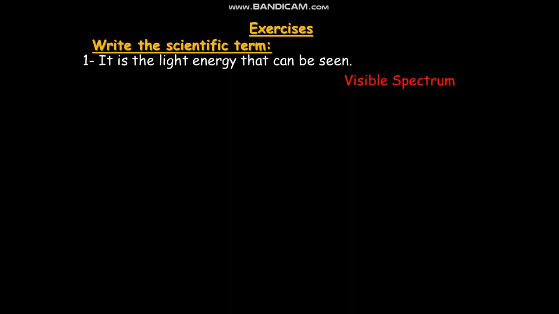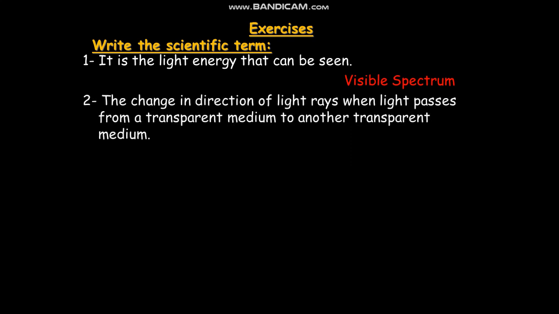Now let's exercise. The first exercise is write the scientific term. The light energy that can be seen is the visible spectrum. The change in direction of light rays when light passes from a transparent medium to another transparent medium. This change in direction is called light refraction.